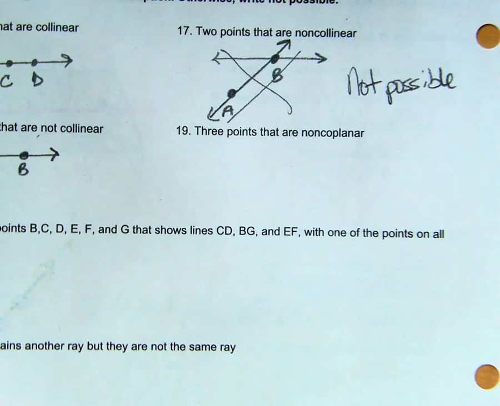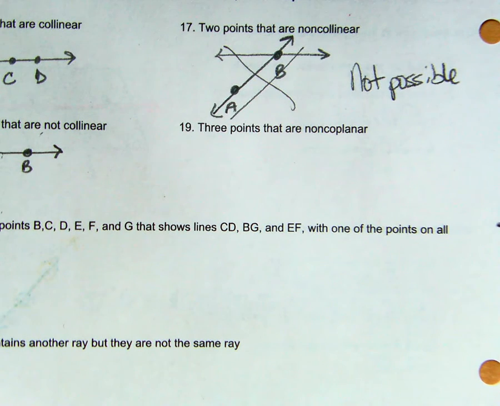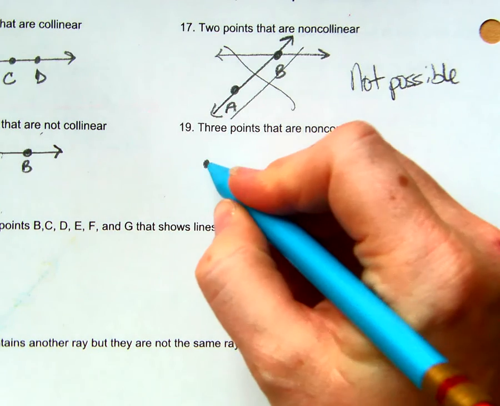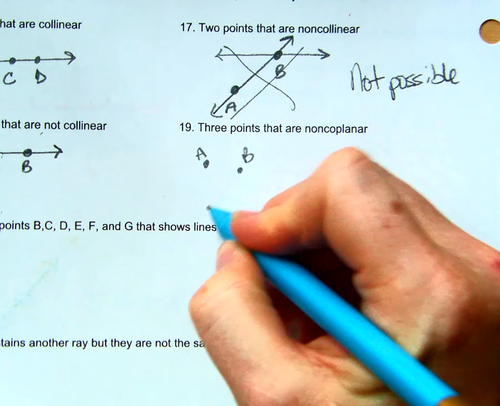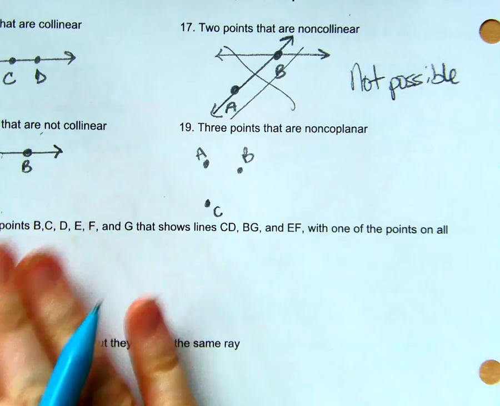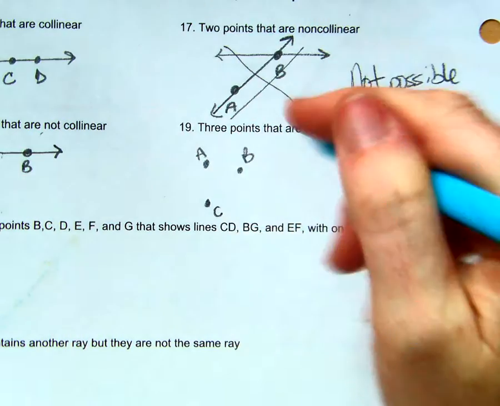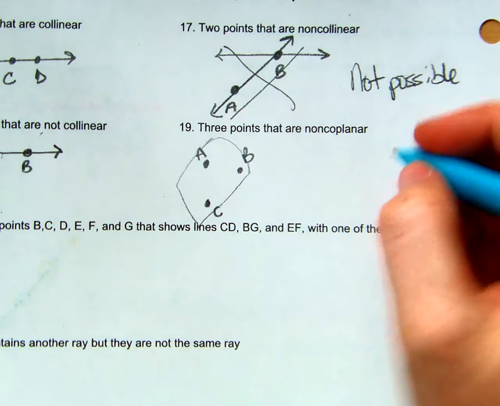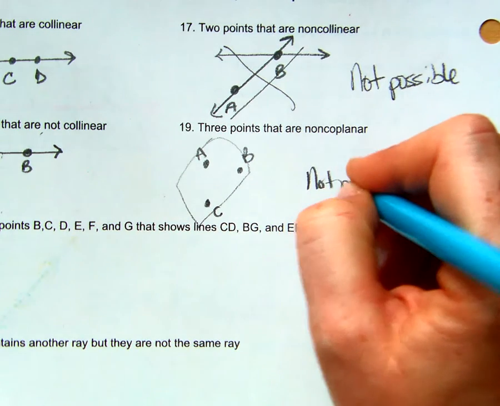Three points that are non-coplanar. And so this is actually also a postulate, right? The postulate says any given 3 points, you can make a plane go through them. So there is a postulate that says I can contain 3 points on a plane no matter where they are. So this one is also not possible.